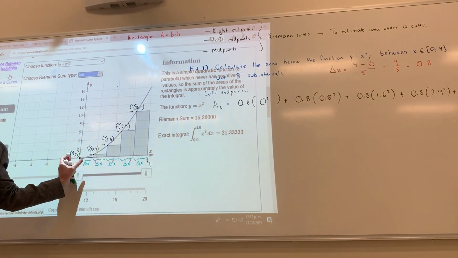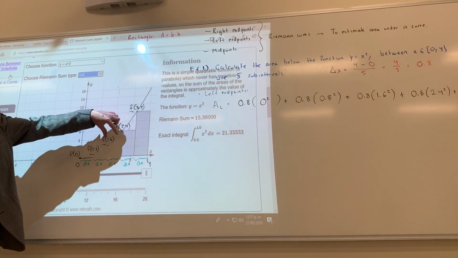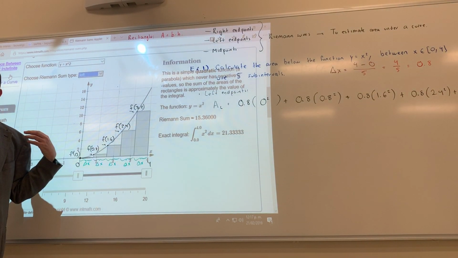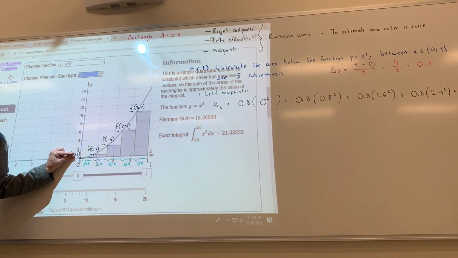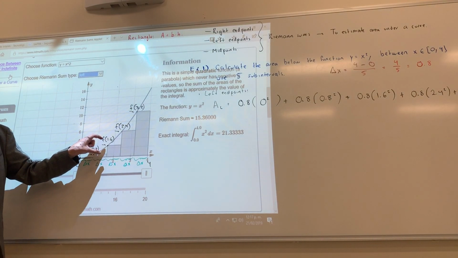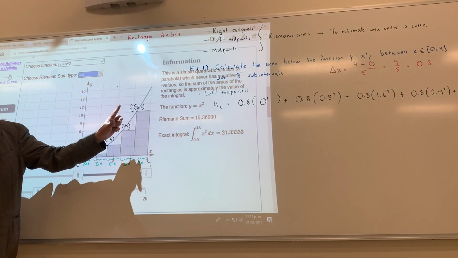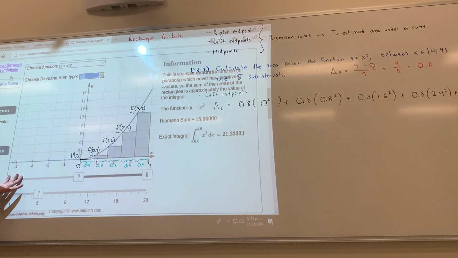Because it's the base of each rectangle. Remember, what I'm looking for is the area of each rectangle and then add all of them. So, it's the base of the rectangle times the height of the rectangle, and so on. Do you understand that?